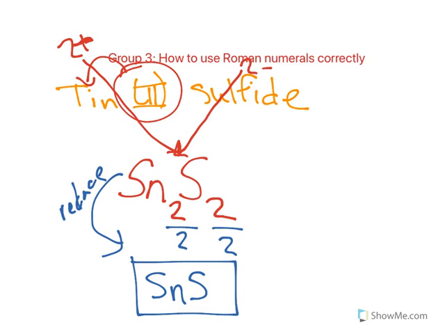Okay, so make sure that you're using the Roman numeral as the charge of the multivalent metal. You crisscross them and reduce. You've got to reduce. Okay, so let's talk about going the other direction.